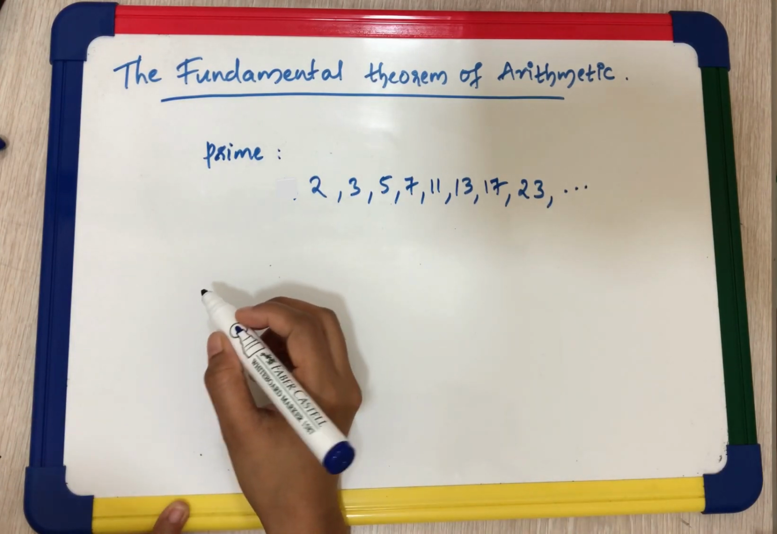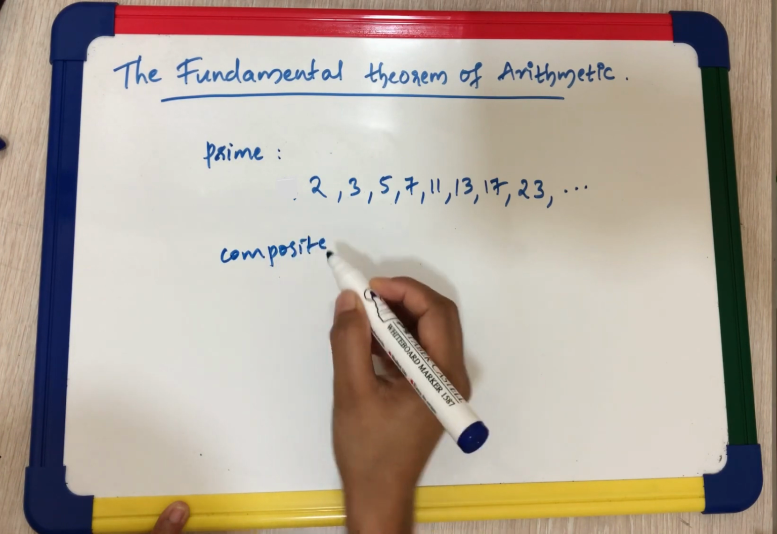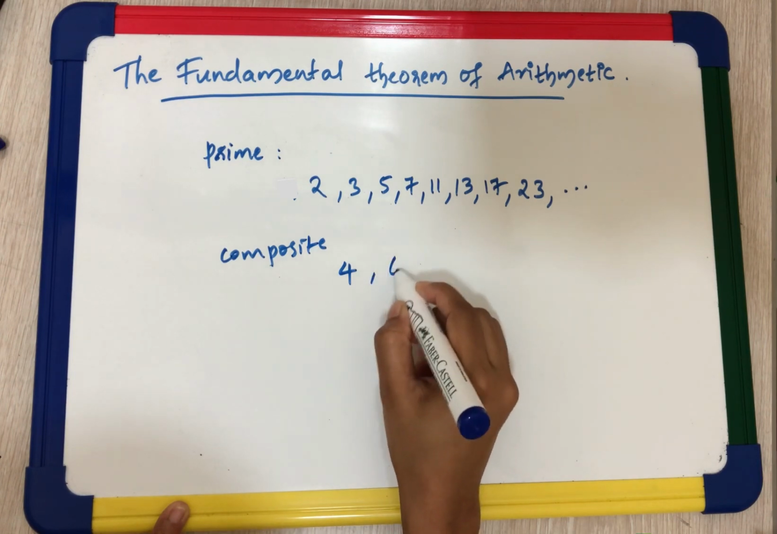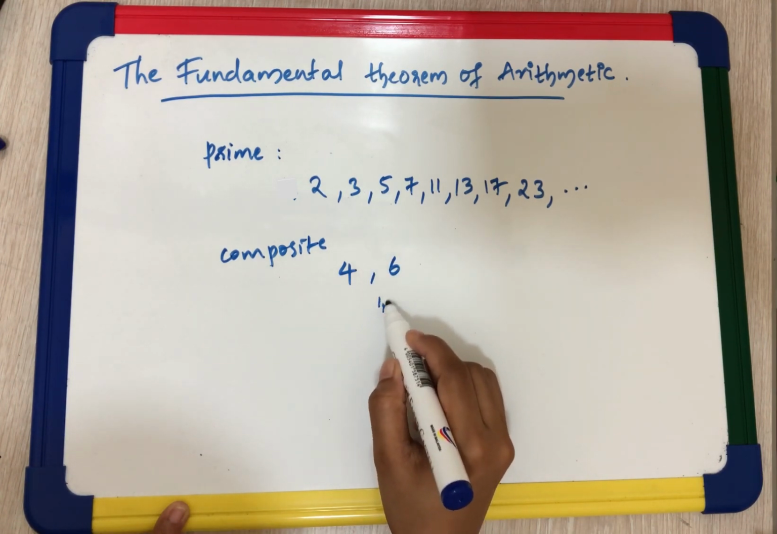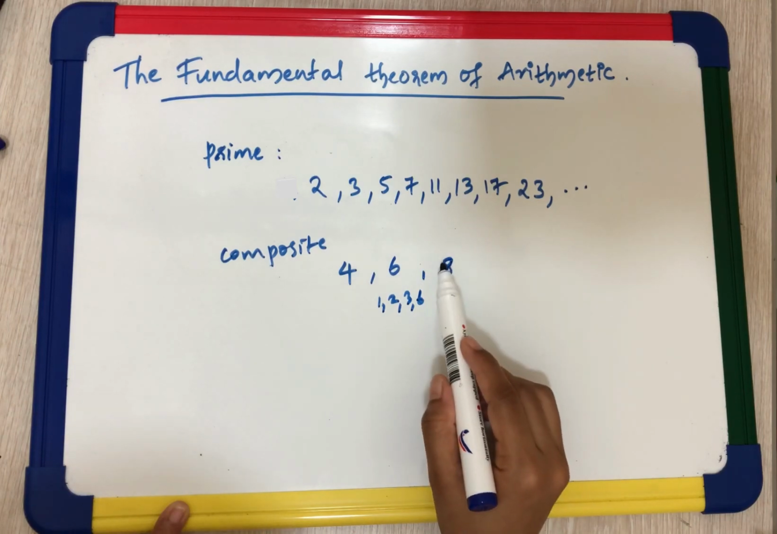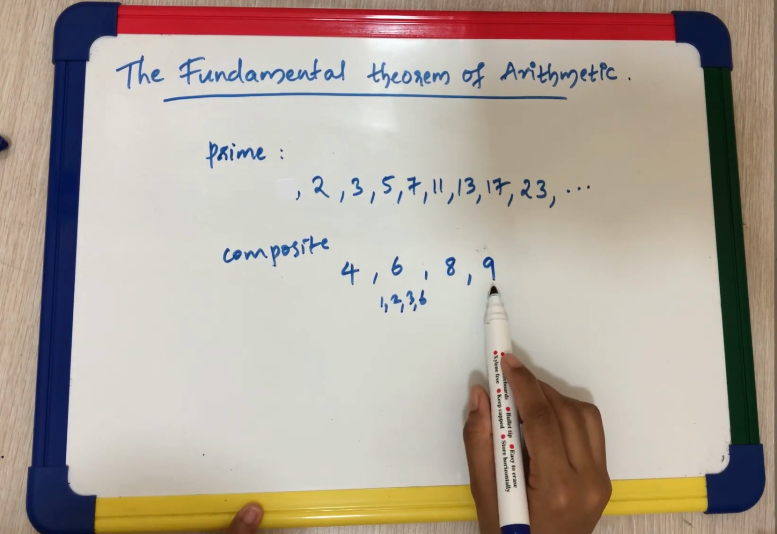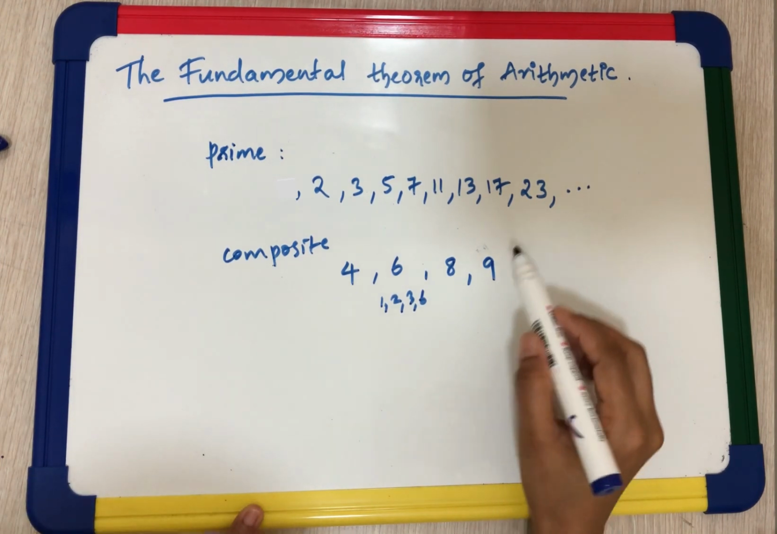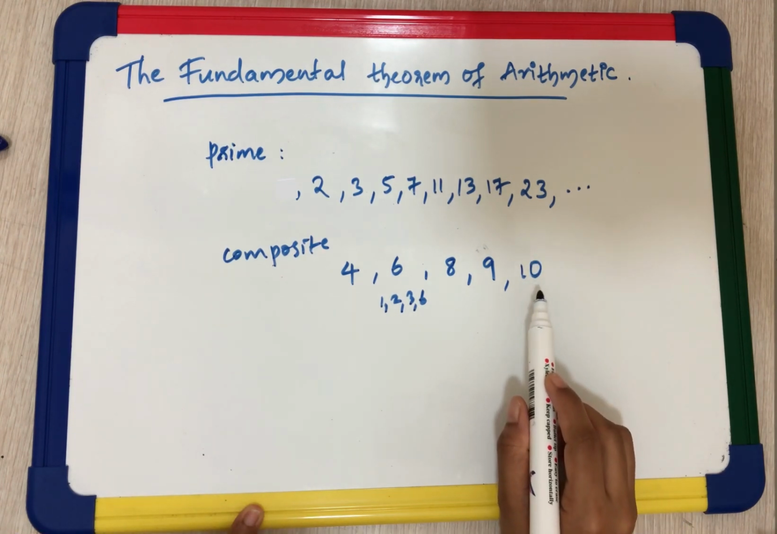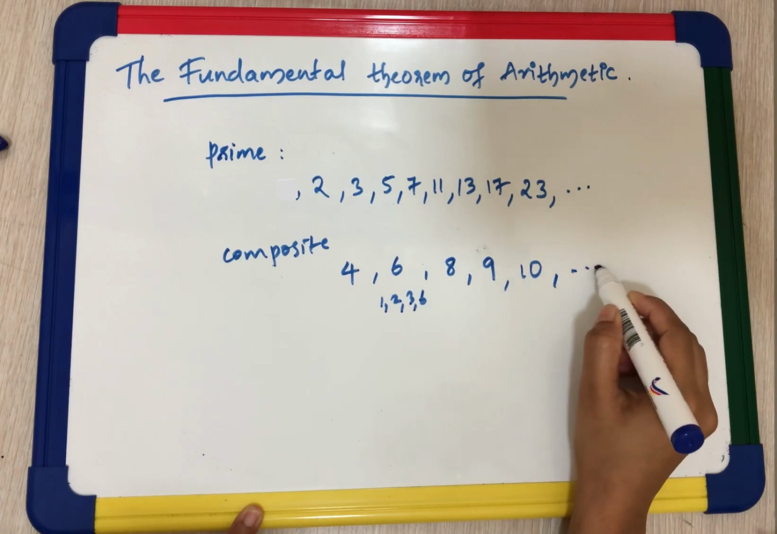And composite numbers: 4. The factors are 1, 2, 4. 6. The factors are 1, 2, 3, 6. 8. Factors are 1, 2, 4, 8. 9. Factors are 1, 3, 9. 10. Factors are 1, 2, 5, 10, etc.